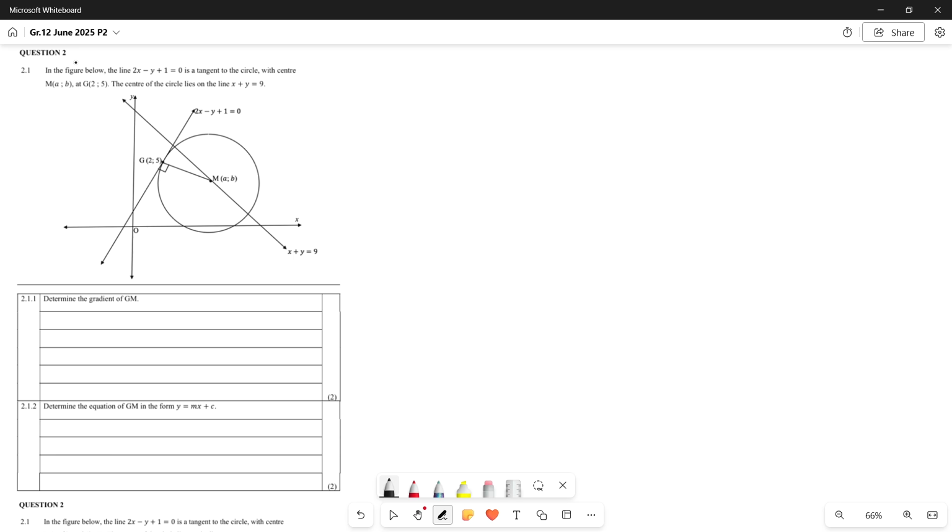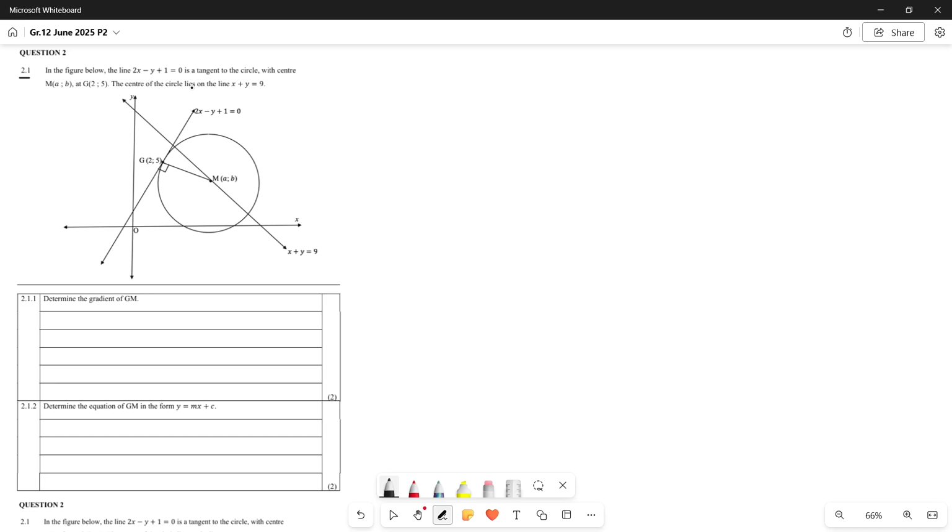Cool guys, so question 2 of the Grade 12 June 2025 Math Paper 2 exam. 2.1 says: in the figure below, the line 2x - y + 1 = 0 is a tangent to the circle with center M at G(2; 5). They've drawn the 90 degrees over here, which is going to help us, considering a tangent is perpendicular to the radius. That is a Euclidean rule.